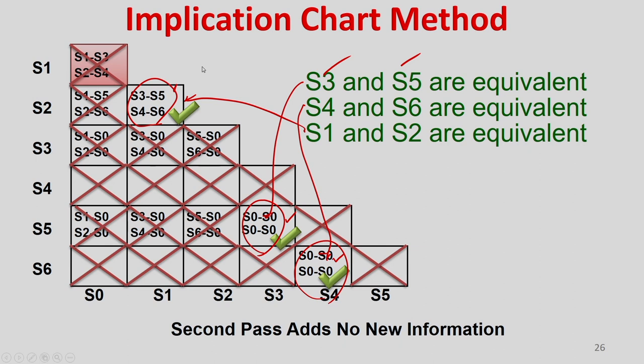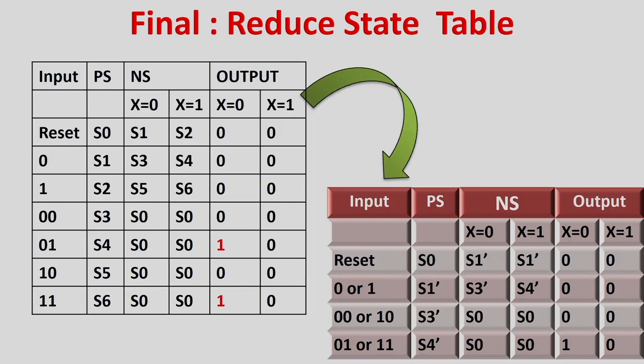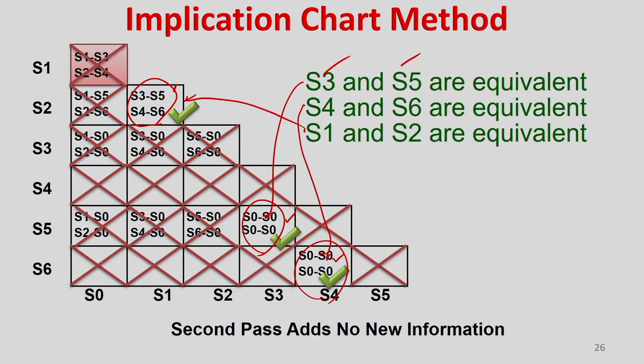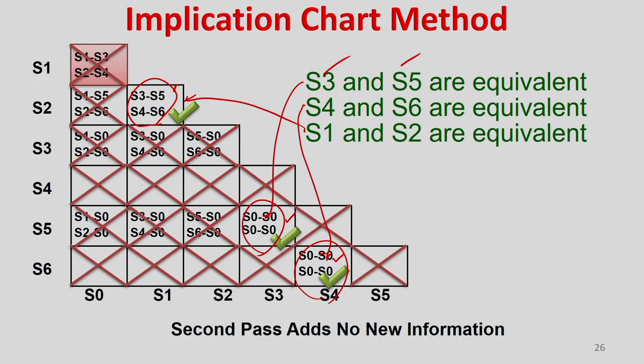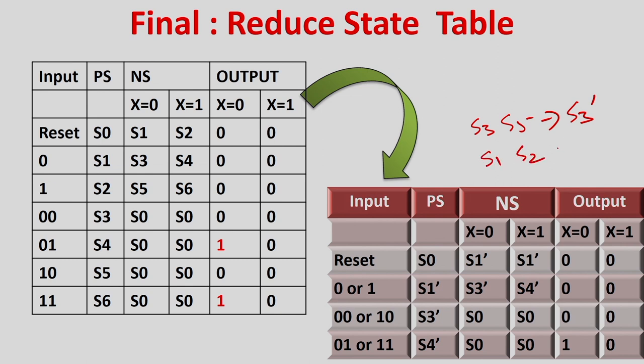So this says S3 S5 are equivalent, S4 S6 are equivalent, S1 S2 are equivalent, and based on this we can say, if you look at S3 S5, it goes to S3 dash, S1 S2 goes to S1 dash, and S4 S6 goes to S4 dash. So we are able to reduce S4 S6 to S4 dash, S3 S5 to S3 dash, and S1 S2 to S1 dash. So we are able to successfully reduce 3 states. Earlier it was 7 states, and now we are able to make it 4 states.